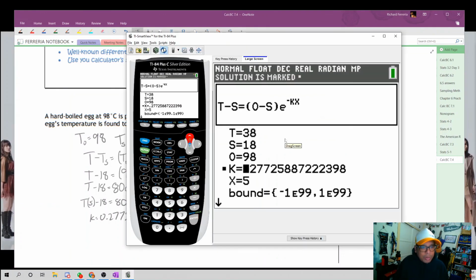This time we know that the temperature is 20 degrees. Surrounding temperature is still 18. The original temperature is still 98. K is still 0.27725. And now we're going to solve for t. Solve. That gives us 13.304.